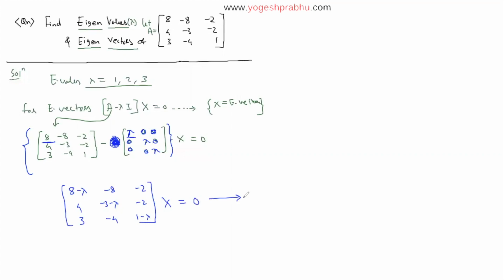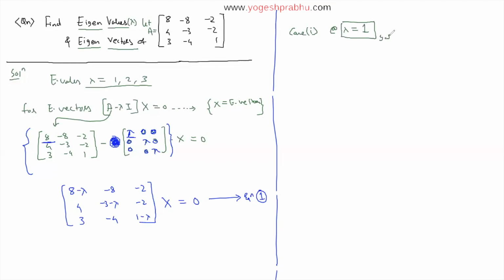Let me call this equation 1. Okay, so we are now going to use equation 1, and using equation 1 we will find eigenvectors. Now see how that works. First of all, let us begin with case 1. Now for case 1, let's say lambda is equal to 1. What happens if lambda is equal to 1?